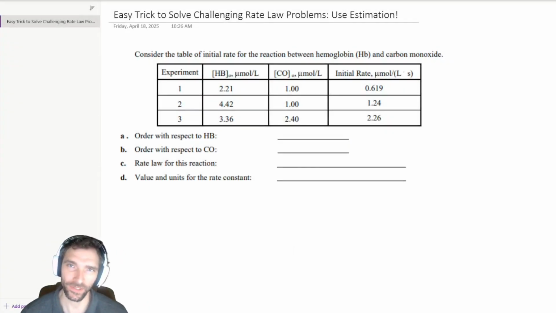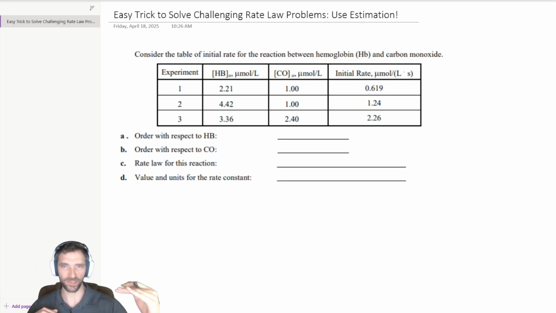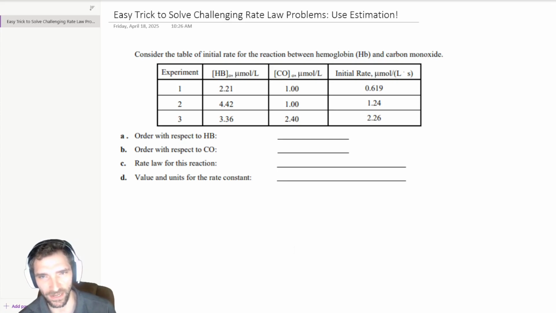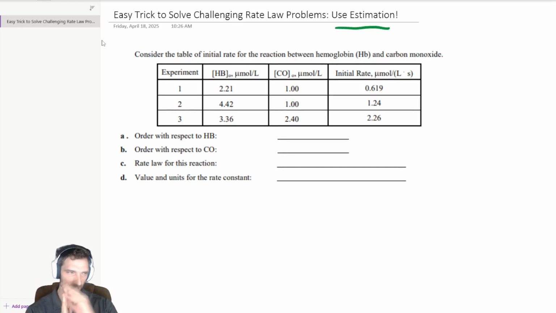Hi, my name's Andrew McLaren, and I want to help you with solving challenging rate law problems where they've changed a few things on you and they're not constant in different trials, so it's more challenging. You start in a similar way to how you would normally, but the trick really is to use some estimation. I have a whole video where I calculate the specific number, but using estimation makes this way, way quicker.